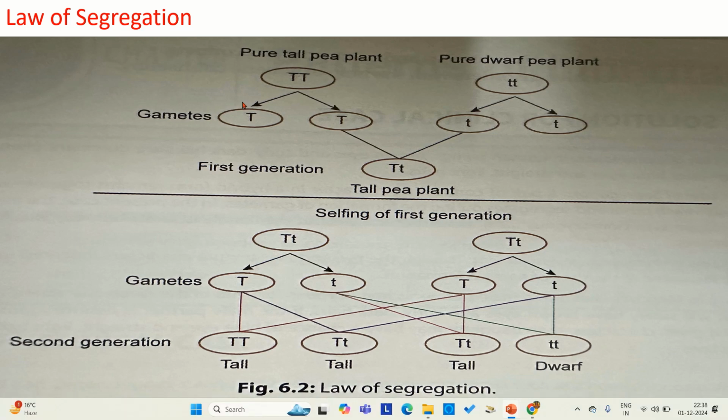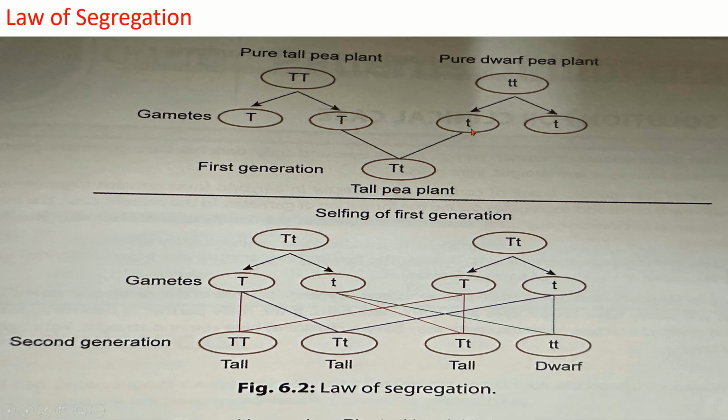You can see here, this is tall and this is tall, and here it is dwarf and here it is dwarf. In the first generation, pure tall and pure dwarf resulted in all tall pea plants. So this is heterozygous. Now crossing the heterozygous, you can see the second generation: pure tall, then heterozygous tall, and dwarf. So here the plants are either tall or dwarf. They are not intermediate. So that is the law of segregation.